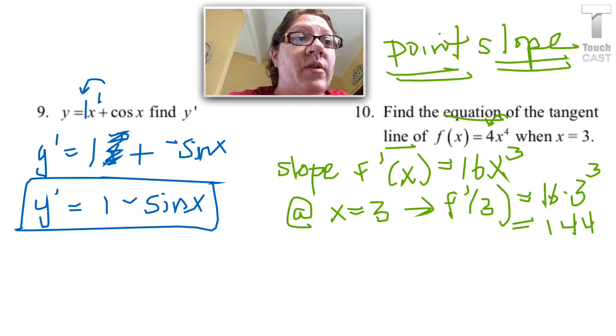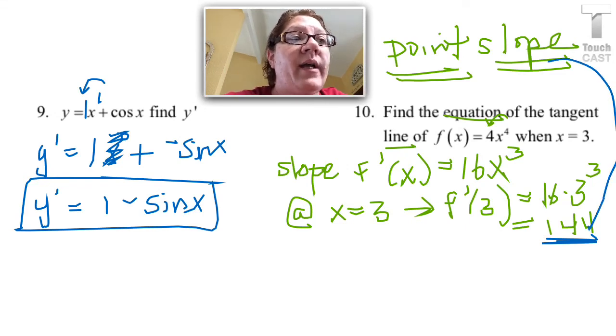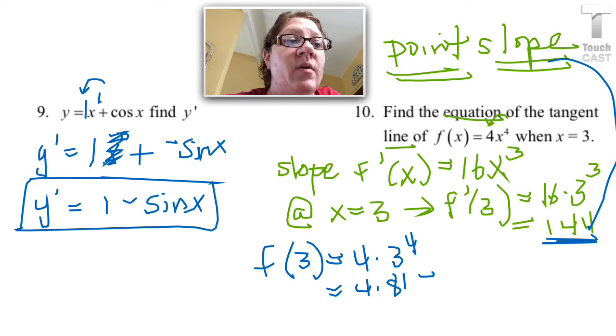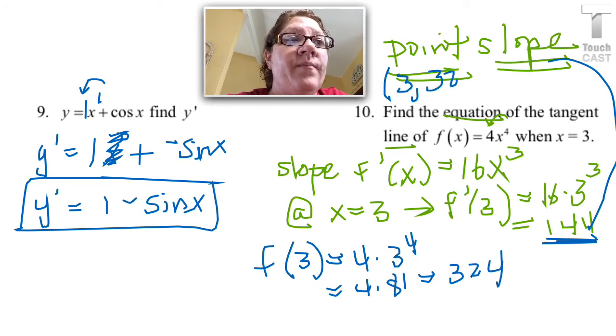Whew, man, that was a steep slope. And so now I have the slope. Ooh, I wanted that, remember? And I also need a point. Well, I have half a point, but I could find the whole point if I simply plug in 3 into the original function, because the original function is what generates the points. And so I'll have 4 times 3 to the 4th, or 4 times 81. Good grief, who made up these numbers? Which is 324. So now I have the point 3 and 324.